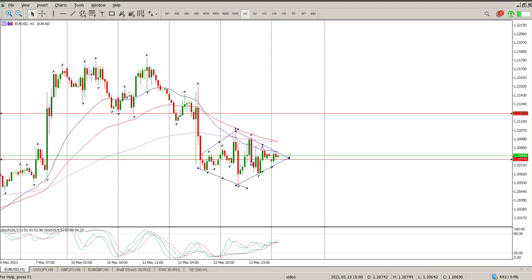So you're going to look for a break of one of these fractal levels. And let me just do that and do that, and then we can delete the noise. Okay, so you're looking for a break of one of these swing highs, swing lows, and a retest. That's going to indicate the break of the diamond.